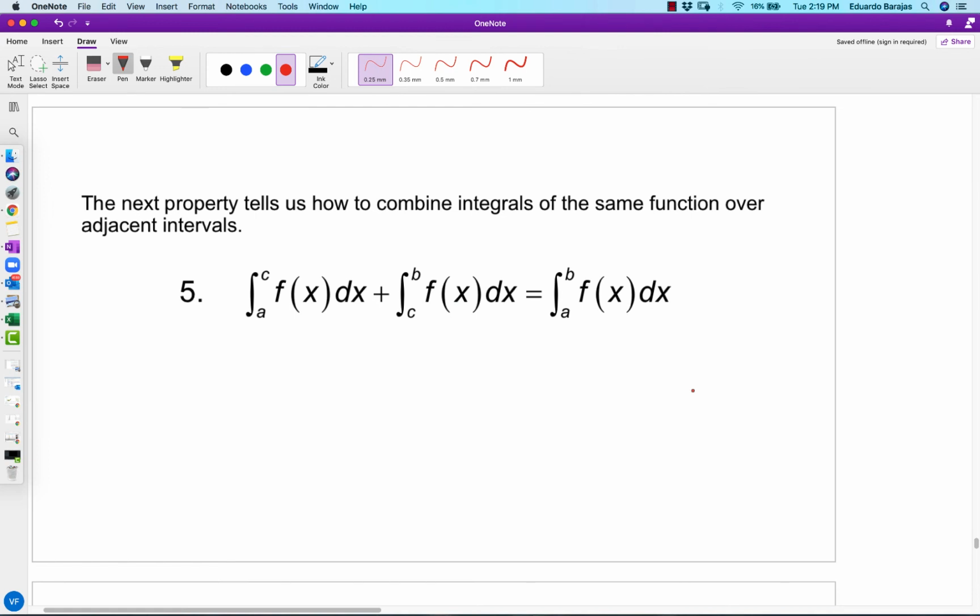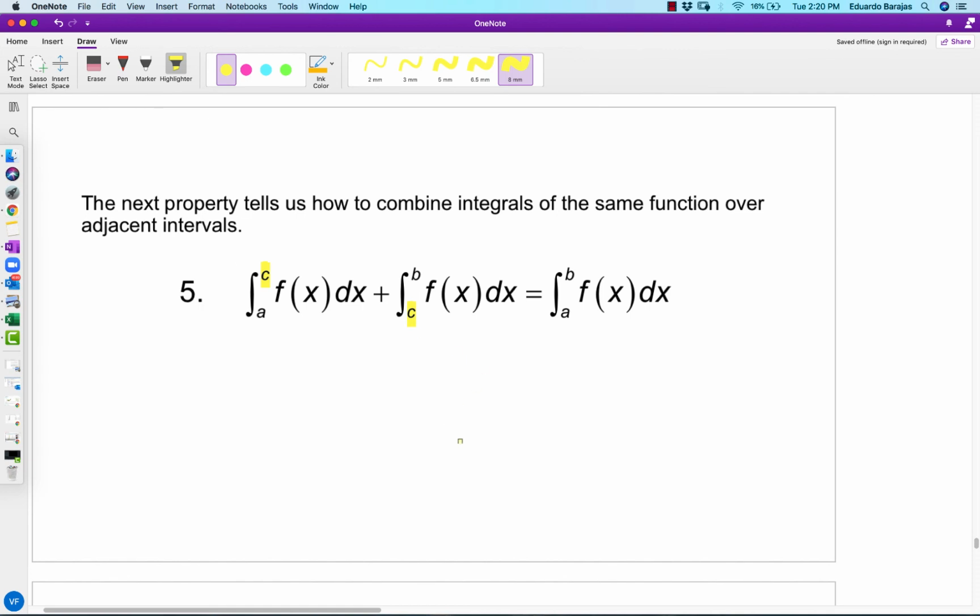Okay, so now the next property tells us how to combine integrals with the same function over adjacent intervals. So if we have the integral from a to c of f of x dx plus the integral from c to b of f of x dx, then that's just equal to the integral from a to b of f of x dx. Again, the common link here is that this is integrating from a to c, and this one's integrating from c to b.